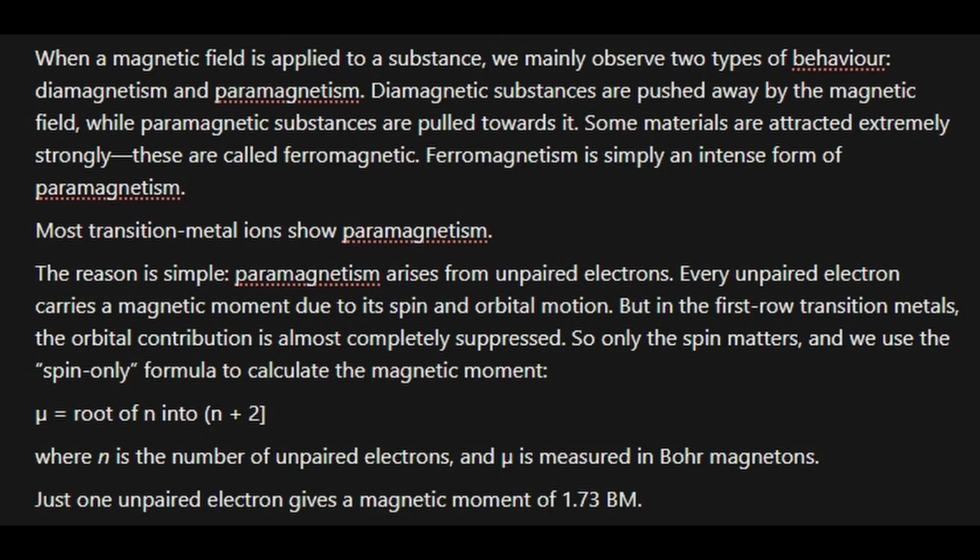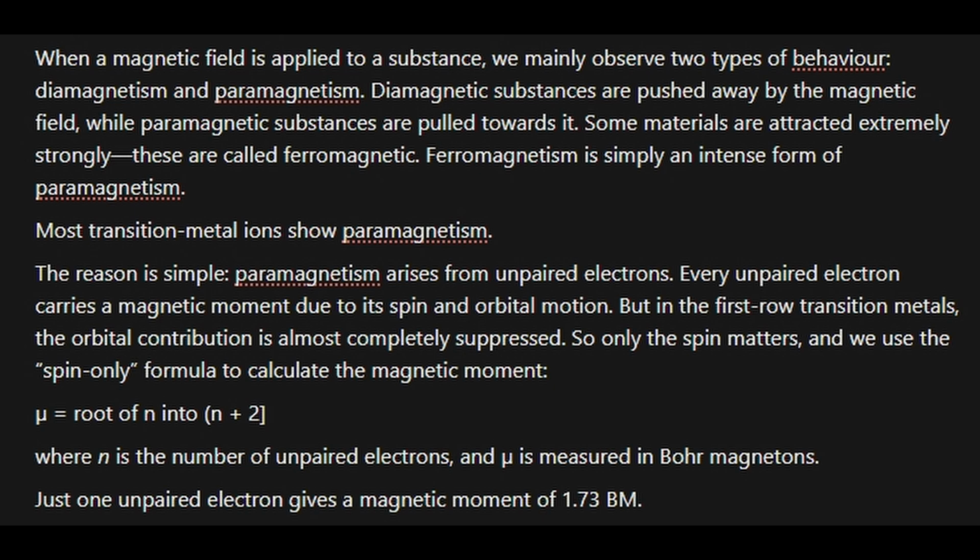When a magnetic field is applied to a substance, we mainly observe two types of behavior, diamagnetism and paramagnetism. Diamagnetic substances are pushed away by the magnetic field, while paramagnetic substances are pulled towards it. Some materials are attracted extremely strongly. These are called ferromagnetic. Ferromagnetism is simply an intense form of paramagnetism.